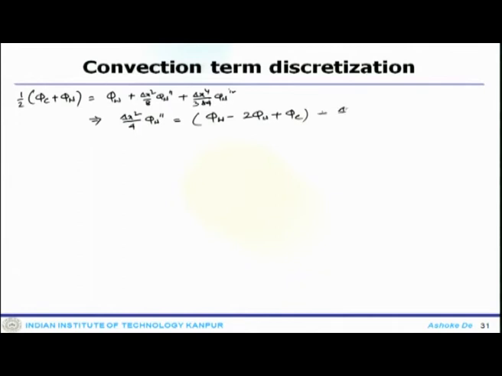Now, similarly, you get this term, half of phi c plus phi w, which will be phi w plus delta x square by 8 phi w double prime plus delta x 4 by 384 phi w fourth derivative. So, one can write delta x square by 4 phi w double prime equals phi w minus 2 phi w plus phi c minus del x 4 by 192 phi w fourth derivative.